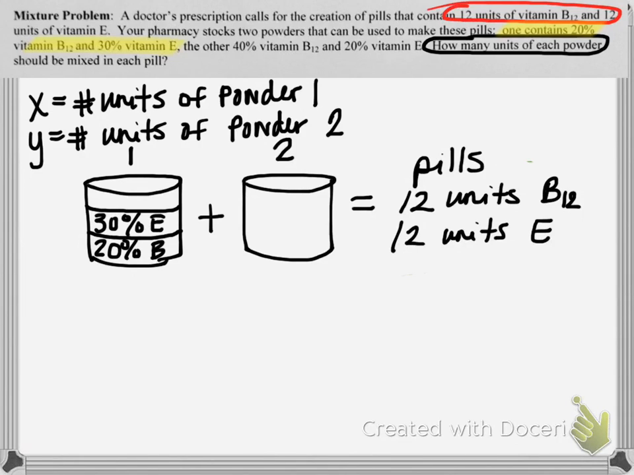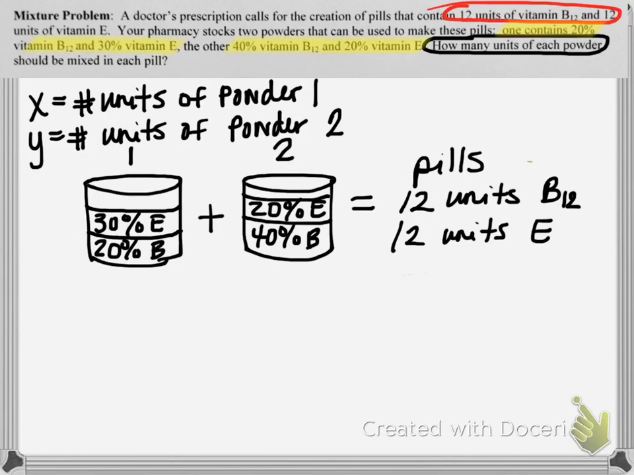But that means that 50% is unknown. So 50% of this canister, I'm not sure what it is, but I know 30% is vitamin E and 20% is vitamin B. And then the second powder is 40% vitamin B and 20% vitamin E. So I'll mark that. I have 40% of this canister, that's vitamin B, and then 20% here, that's vitamin E.